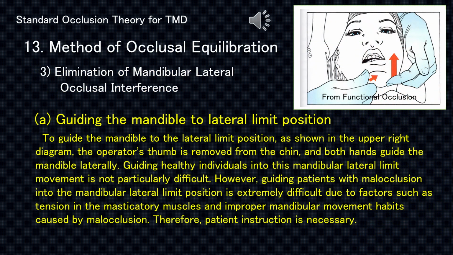A. Guiding the mandible to lateral limit position. To guide the mandible to the lateral limit position, as shown in the upper right diagram, the operator's thumb is removed from the chin and both hands guide the mandible laterally. Guiding healthy individuals into this mandibular lateral limit movement is not particularly difficult.